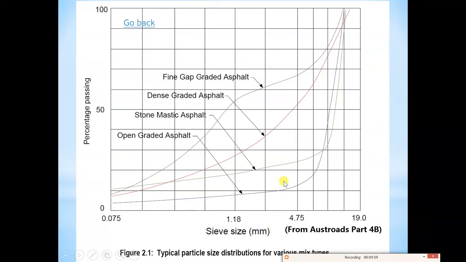I think you have probably done the particle size grading in geotech one. So for this, there are many different mix types. For the different asphalt, they have a different curve, which shows the different particle size distribution, which we will talk about more later on.